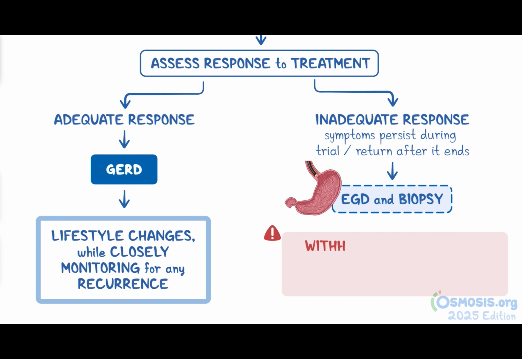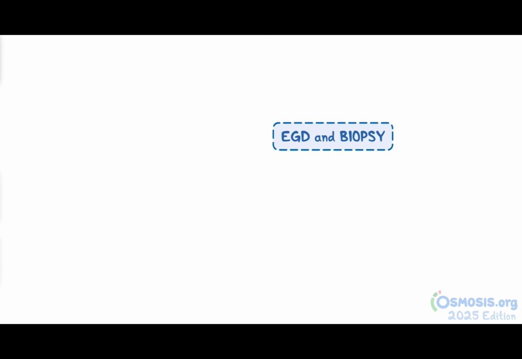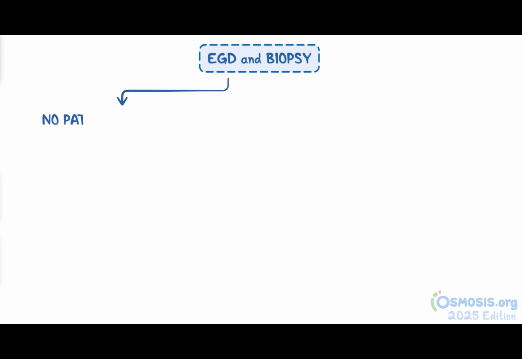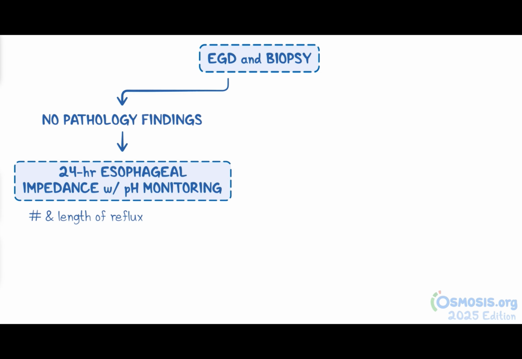However, be sure to withhold PPI therapy for 2 to 4 weeks before the procedure because these medications can reduce visible signs of mucosal damage. Now, if EGD and biopsies reveal normal esophageal mucosa with no pathology findings, perform a 24-hour esophageal impedance with pH monitoring. This test measures the number and length of reflux events and the pH of the esophageal contents over a 24-hour period, which is then correlated with the patient's symptoms.